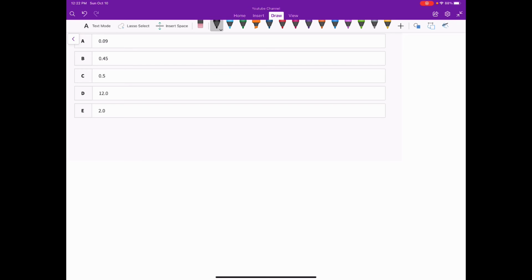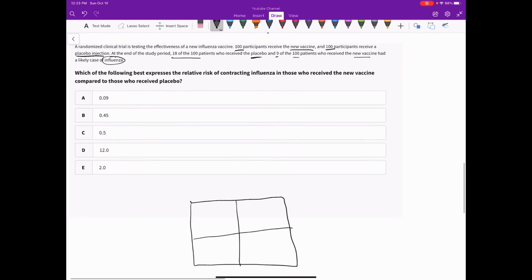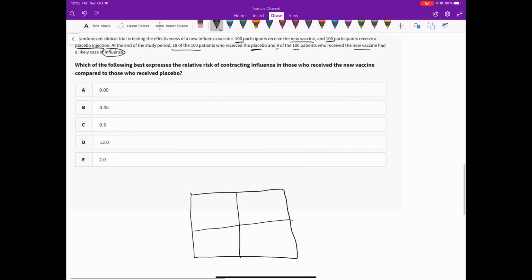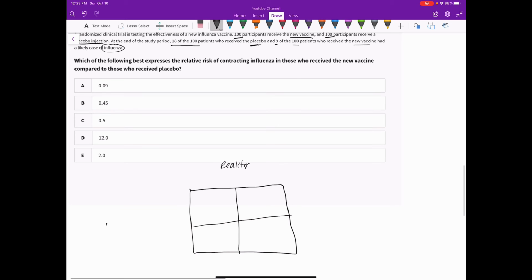Well, when we talked about these questions, I said always make a 2x2 box, right? I think it's the most effective way to do them. I don't really understand without it. Okay, so what did we say is on the top of a 2x2 box? Well, it's going to be the reality, right? The reality is always on top, and the test is going to be on the left.